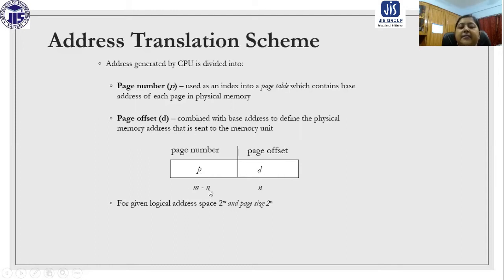So basically the total logical address is divided into page number and page offset. For a given logical address space of 2 to the power m and a page size of 2 to the power n, the page number is m minus n bits and the page offset size is n bits. It is obviously a power of 2 because you can see it is divided like this.